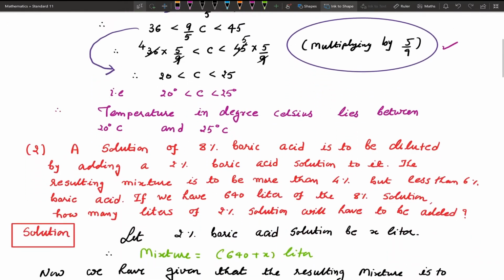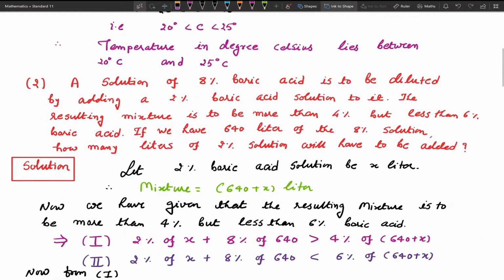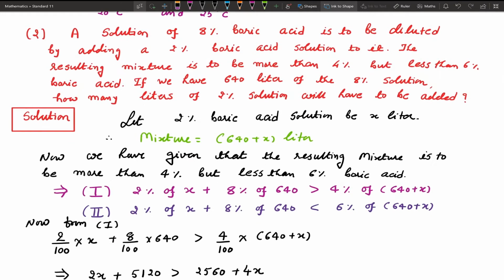Second problem: a solution of 8% boric acid is to be diluted by adding a 2% boric acid solution to it. The resulting mixture is to be more than 4% but less than 6% boric acid. If we have 640 liter of the 8% solution, how many liters of 2% solution will have to be added?